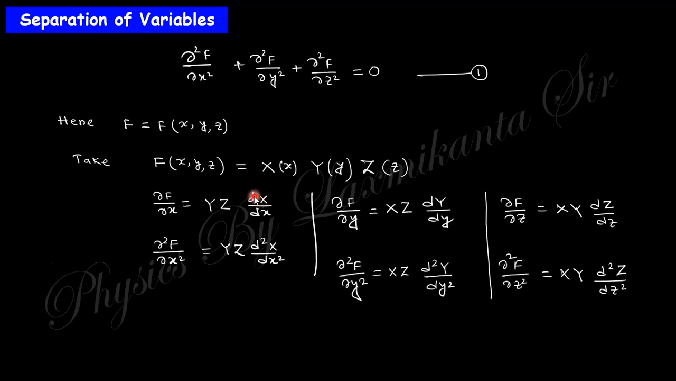Capital X is the function and small x is the variable. Clear? Why do we write d? Because this is a function of only x, whereas f is a function of more than one variable, that's why that is del. But this depends on only one variable, that's why d. So if you take the second derivative, this will be constant, but this will be like that. In a similar manner, we will take with respect to y and with respect to z. So we obtain this value, that value and this value, and put these values in equation number 1.